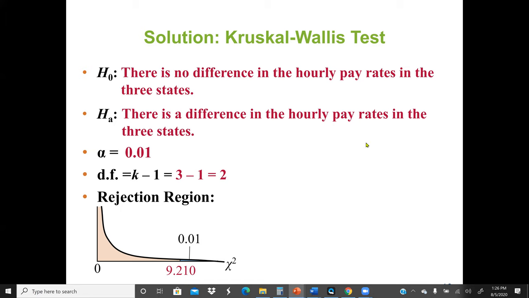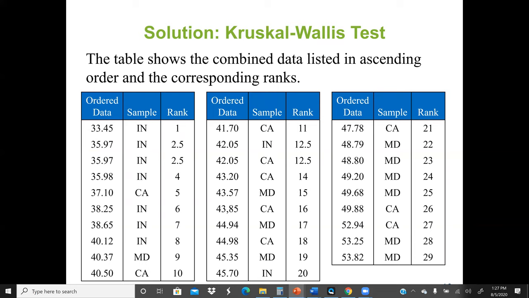Again, we used the chi-square distribution. That's why we say the concept is almost the same as the Kruskal-Wallis test; the difference is the ranking. So now we know our critical value, 9.210. We have the alpha value, the level of significance, the sample size, and the number of samples, K. Here we have three samples from three different states. In our table, the row is degrees of freedom 2, the column is 0.01, and the intersection gives me 9.210.